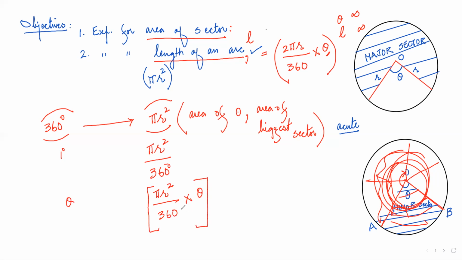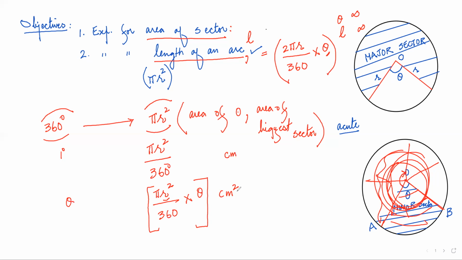Can anyone tell, for this expression, what will be the units? Let us say the radius is given in centimeter. Then this is the area of the sector, so this will be centimeter square. So we know how to find the area of the sector.